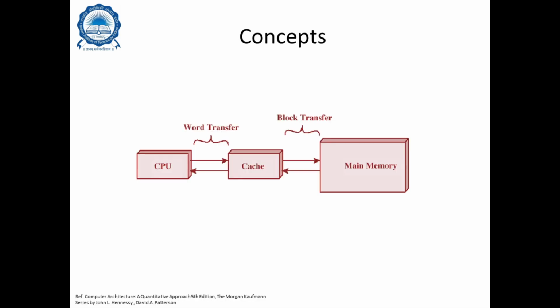Okay, so you have a CPU and you have a main memory and you have a cache structure in between. The transfer that happens between a CPU and a cache is a word transfer, and the transfer of data that happens between a cache and a main memory is a block transfer. So that's how it works. This difference needs to be known to you in advance, that there's a difference between the transfer types between CPU and cache, and cache and main memory.